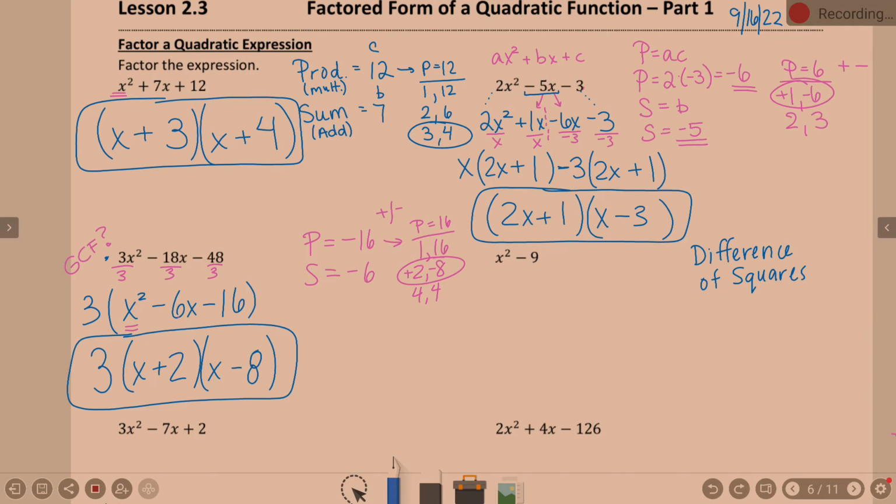I think I remember what the answer is. Okay? I think it's the square root of 9 is 3, so I think it's x plus 3 and x minus 3 in parentheses. Okay, I think you might have it now.